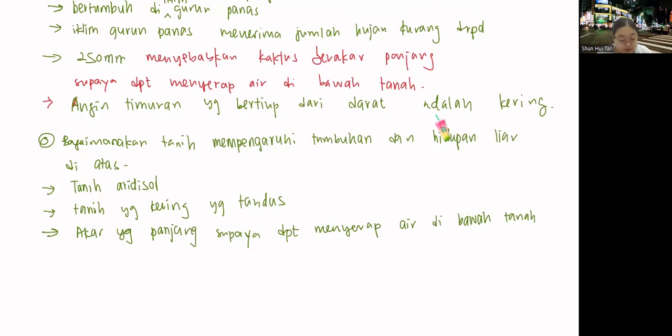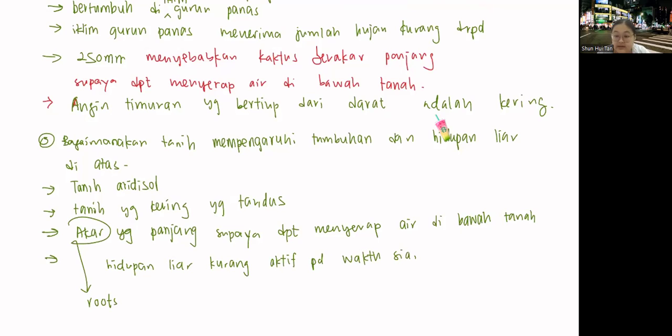All right. Or of course you can say what? Because of the tani, the area is very, very hot. So you can also say that hidupan liar di kawasan tersebut, what happened? Kurang aktif pada waktu siang. Because this area is very hot. Okay, so they will hanya aktif pada waktu malam untuk mencari makanan.